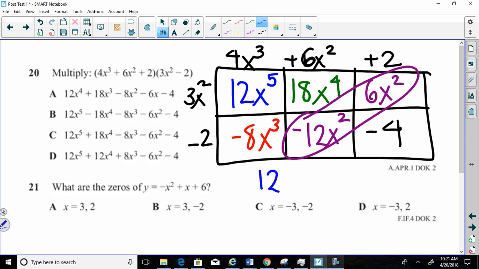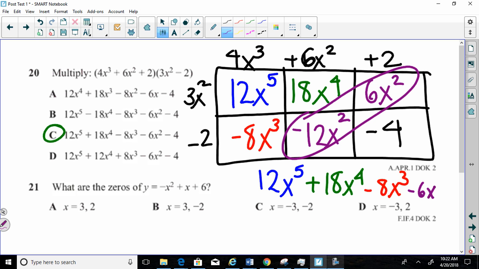Yeah, so you have 12x to the 5th. Then plus, remember you gotta go in order, plus 18x to the 4th, and already there's only one that has this combination, which is what? Minus 8x cubed. Minus 6x squared. Minus.